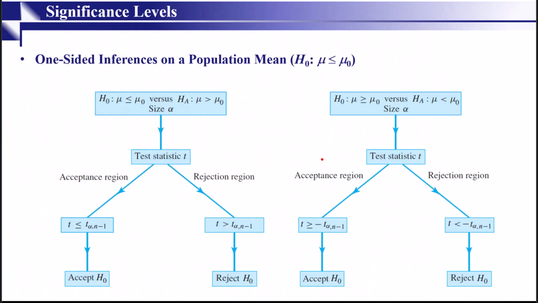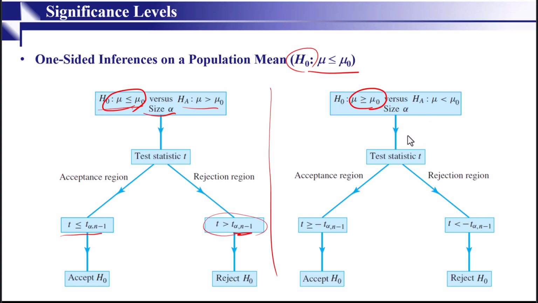The relationship between confidence intervals, p-values, and significance levels is the same for a one-sided problem as it is for a two-sided problem. So consider one-sided inference on a population mean, where mu less than or equal to mu0 is the null hypothesis. For a size alpha test of the one-sided hypothesis, H0 says mu is less than or equal to mu0, and the alternative says mu is greater than mu0. Then we accept if t is less than t alpha, n minus 1, and we reject if t is greater than or equal to this value. Of these two figures, this one is for mu less than or equal to mu0, and this one is for mu greater than or equal to mu0. The rest is the same.